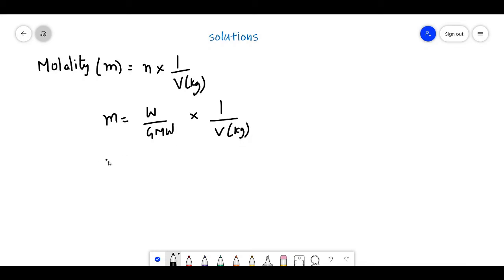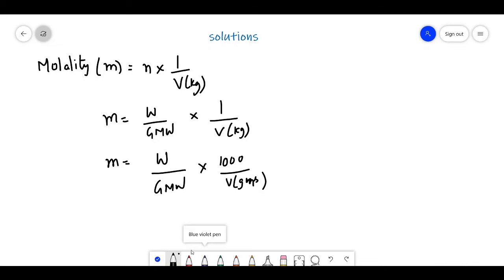If the solvent is given in grams, then you can take this as weight by gram molecular weight into 1000 by V in grams. That's all. So these are important relations for molality. And next, one more thing you have to remember, just recollect mole fraction also.